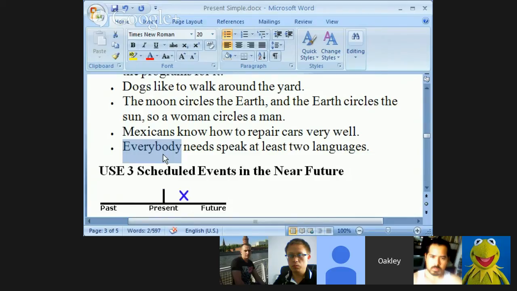It's a neutral. Everybody is singular, but neutral. We don't know if it's a he or a she, but everybody needs, and then we need. Actually, this is a phrasal modal. Need to do something. I need to go to the store. They need to go to the store. Everybody needs to go to the store.